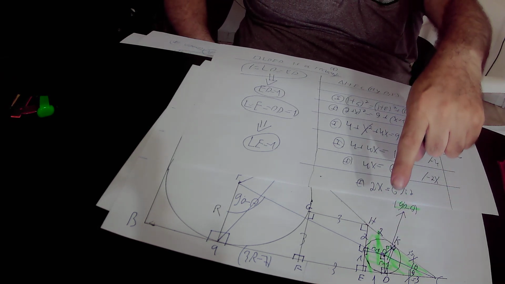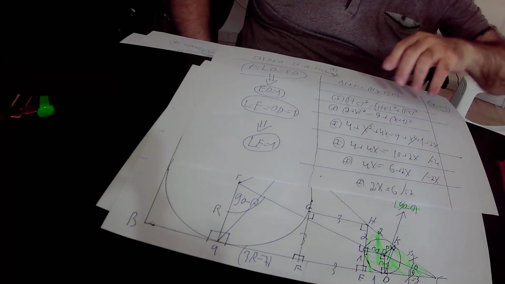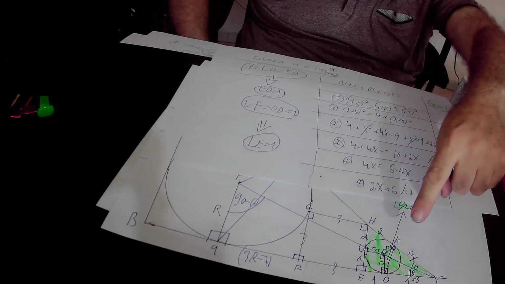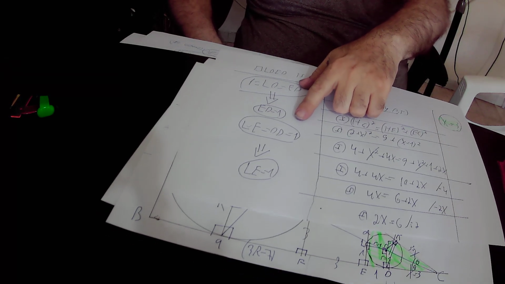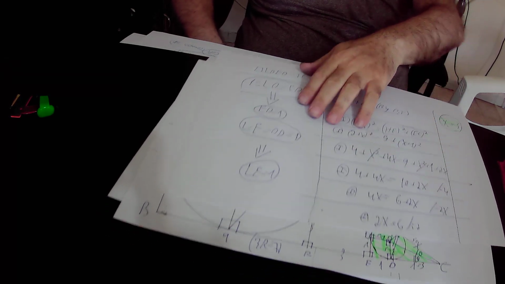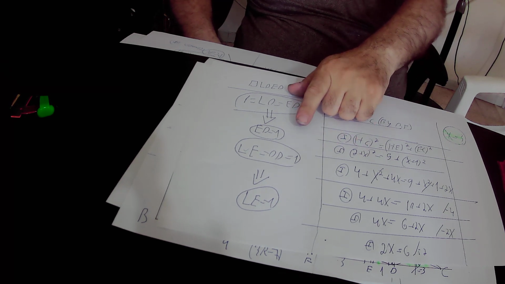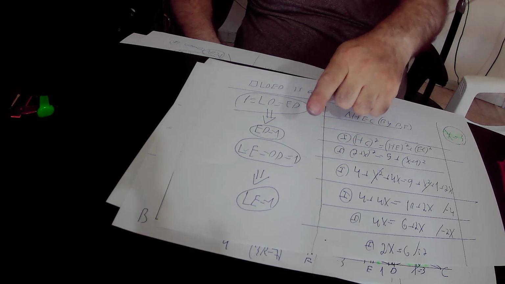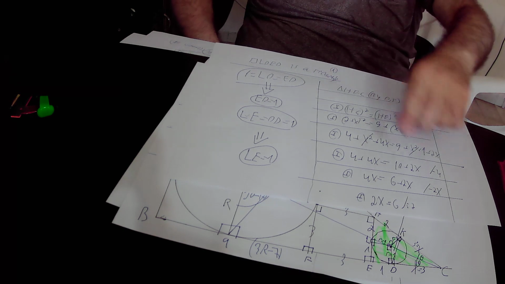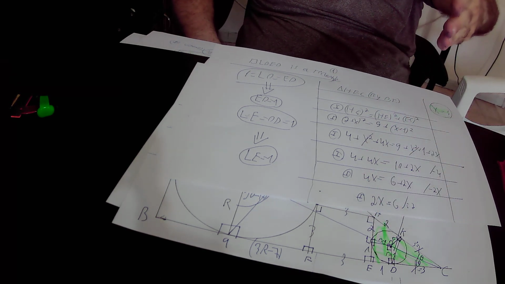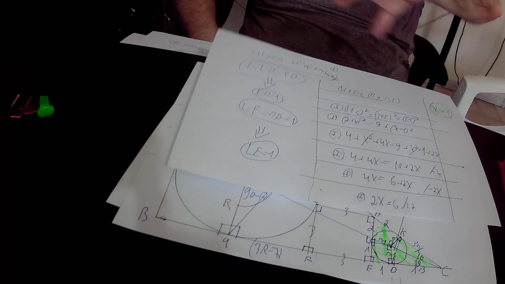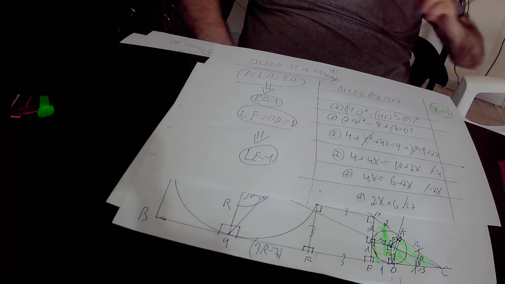Likewise, according to the same rule, we have LE equal to OD, but OD is the radius of the circle that is equal to 1. So from this equation, LE equals OD equals 1, we derive that LE is also equal to 1. So we actually found out that quadrilateral LOED is not just a rectangle, but a square, because all of its sides are equal to each other.